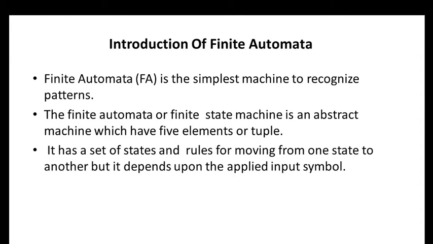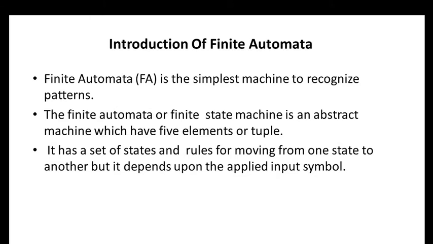Introduction to finite automata. Finite automata is the simplest machine to recognize patterns. What is this finite automata? I already told you, it is an automata with finite states, and it is one of the simplest machines. It is used to recognize patterns. A finite automata or finite state machine is an abstract machine which has five elements or five tuples. It has a set of states and rules for moving from one state to another state.